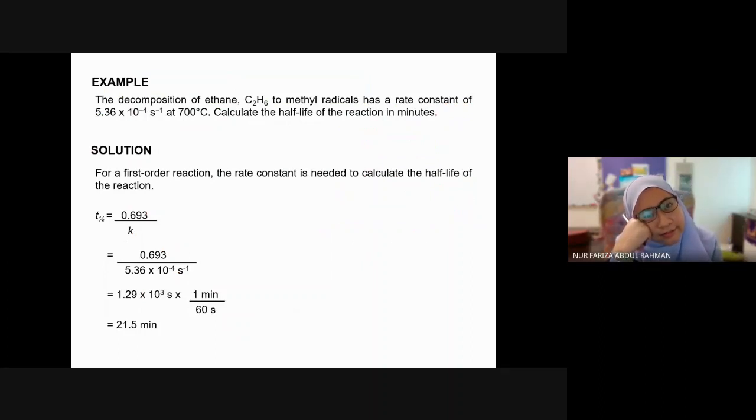Cuba tengok example. Okay, I don't think the question is that difficult. Complex sangat ke? Tak sangat. Sebab what you need to do is to apply the formula lah. Okay, sebab kalau jenis-jenis soalan macam ni, soalan kena provide the order.